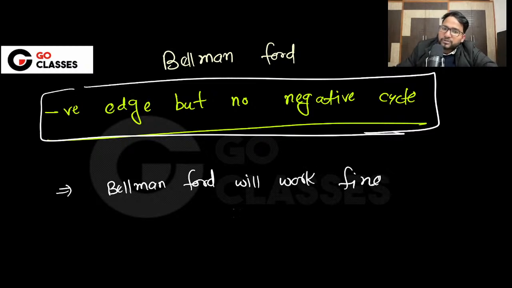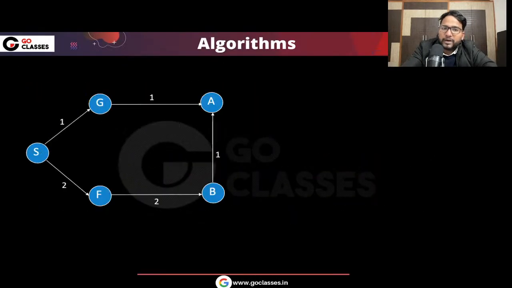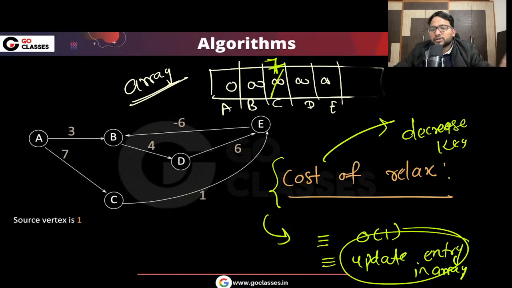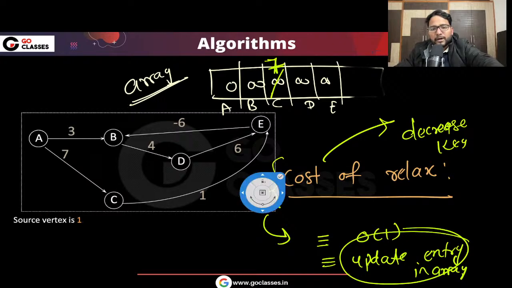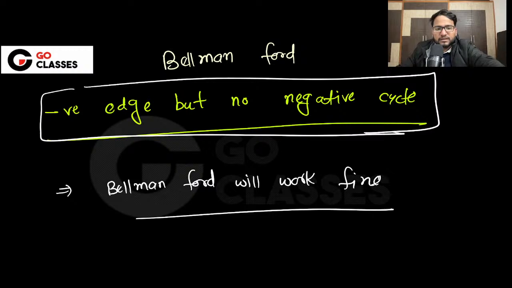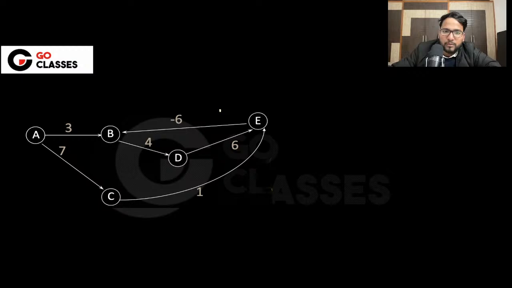So what does Bellman-Ford say? It says that you run the algorithm n-1 times. Let's suppose this is the graph. Here n is basically how many vertices there are: 1, 2, 3, 4, 5. So it says that you run it 4 times, right?